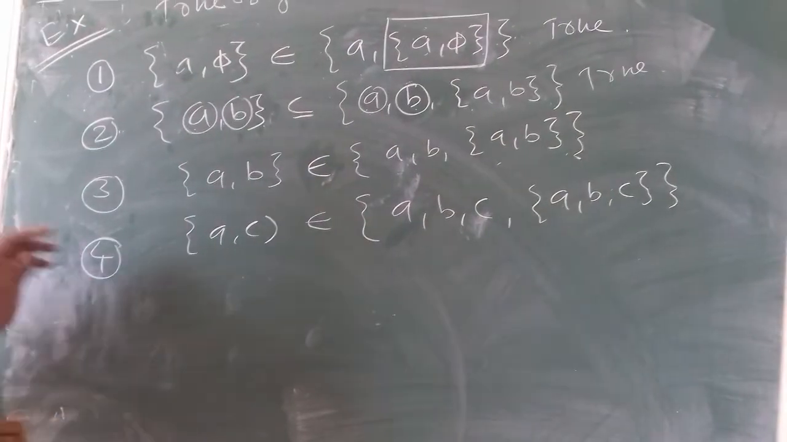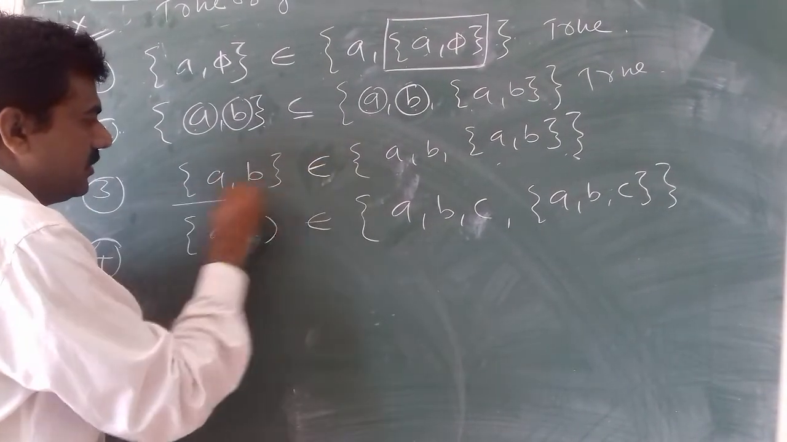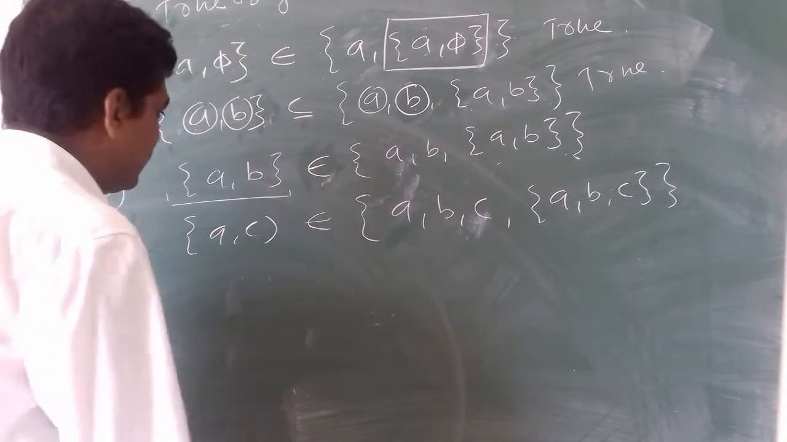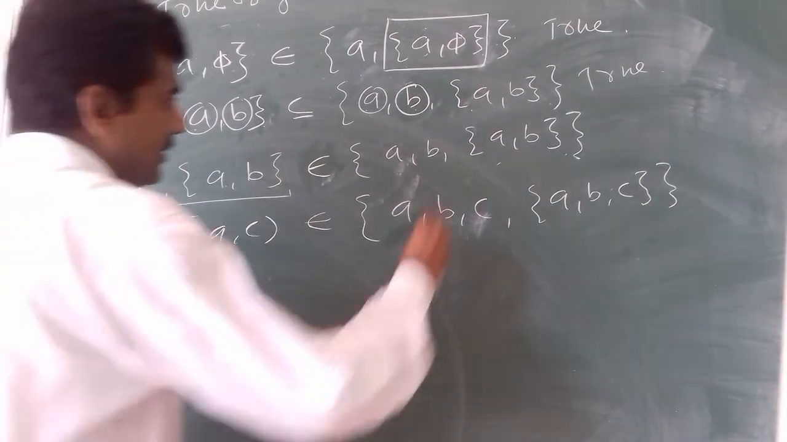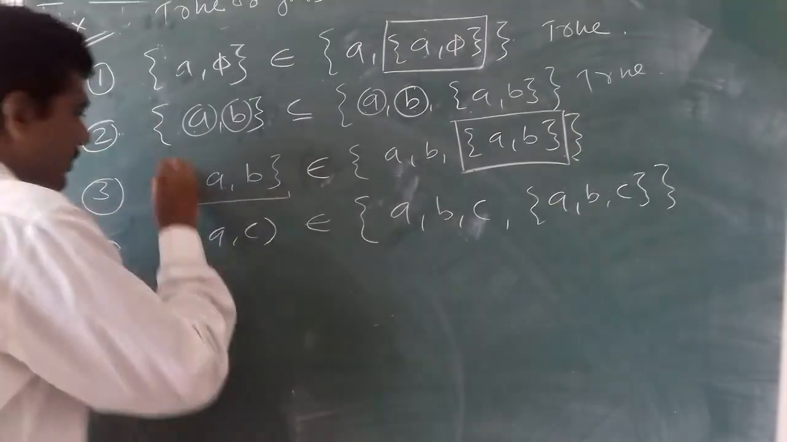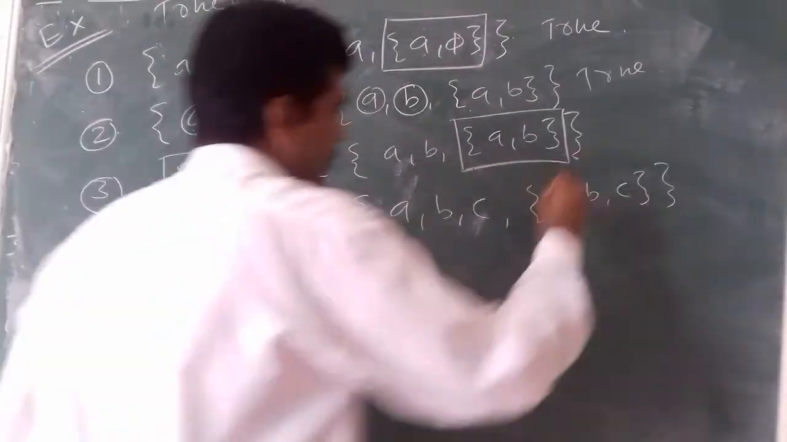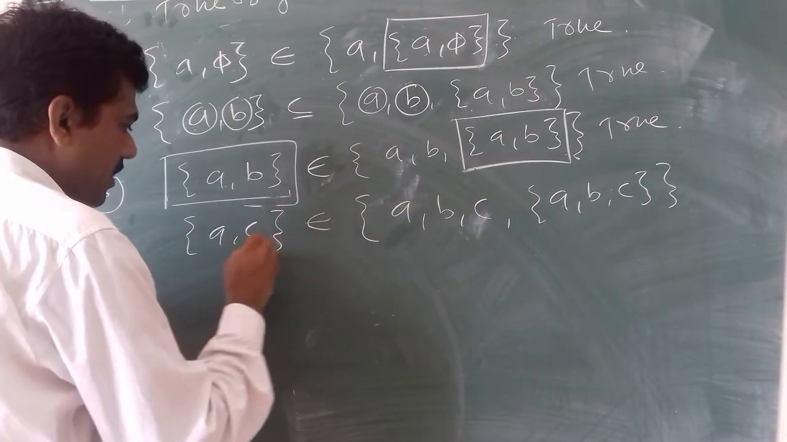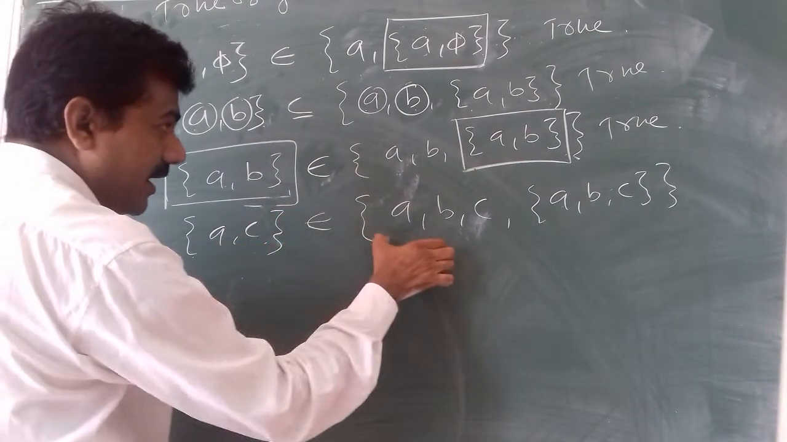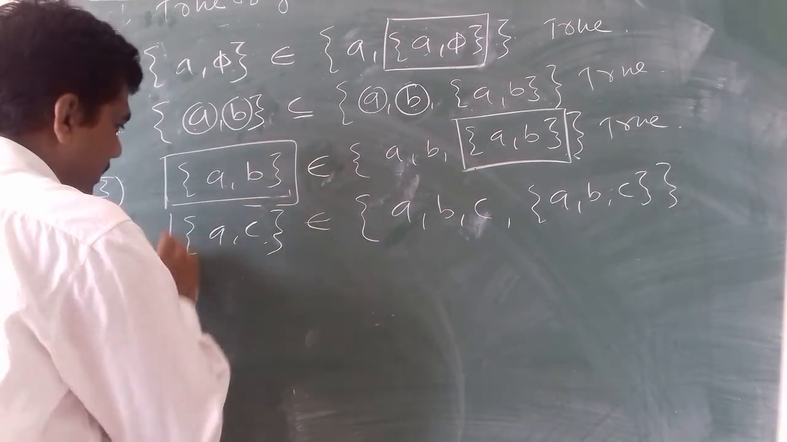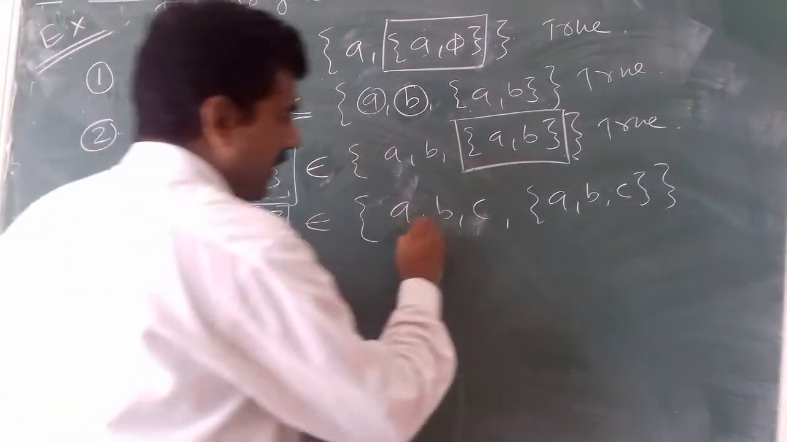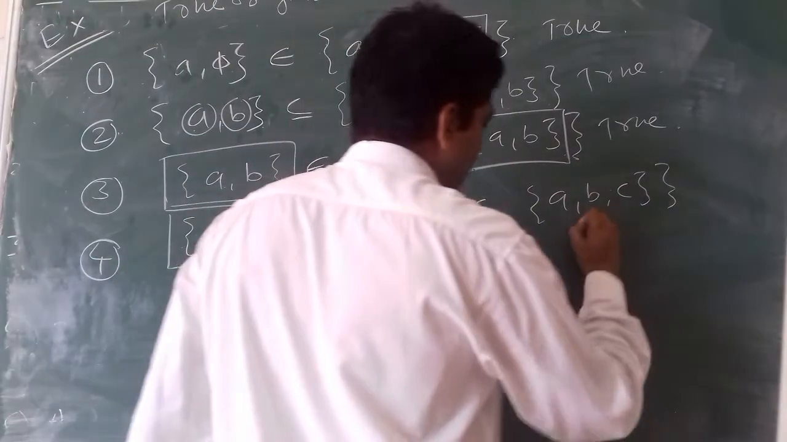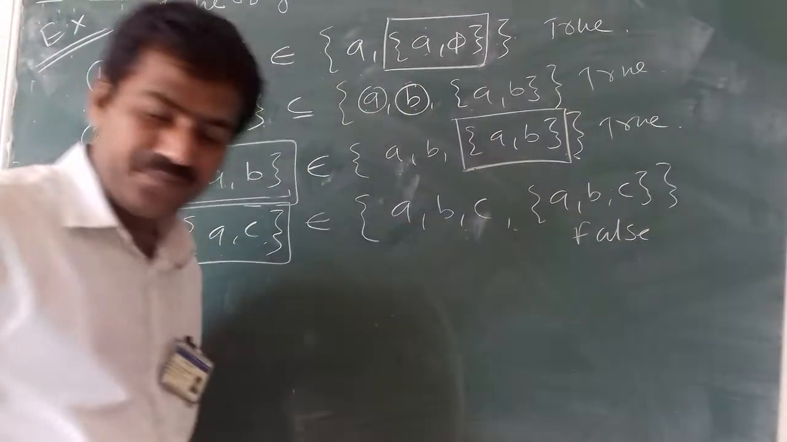Next, the third one, that is the belongs to sign. So this is the element, right? So this is an element of this set. Yes, this is the element. And what is that element? This particular element, right? So this is also true. The last one, that is belongs to A comma C. This is the element here in this particular set. This is the element A comma C. Right? If you cross check, there is no element like the bracket A comma C. So this last one is the false statement. Okay.